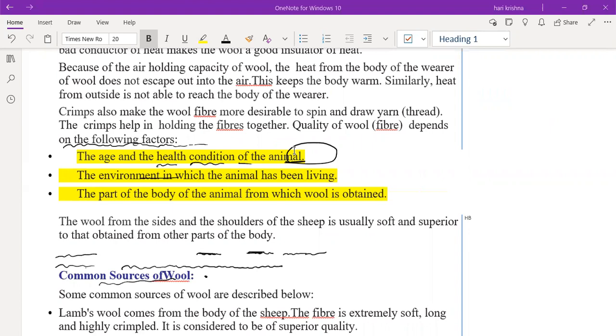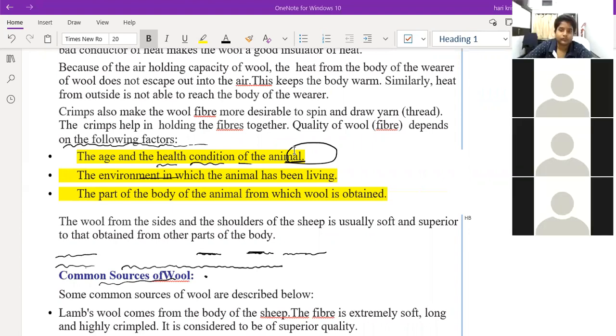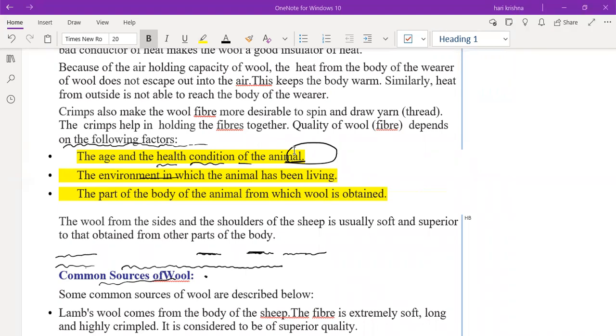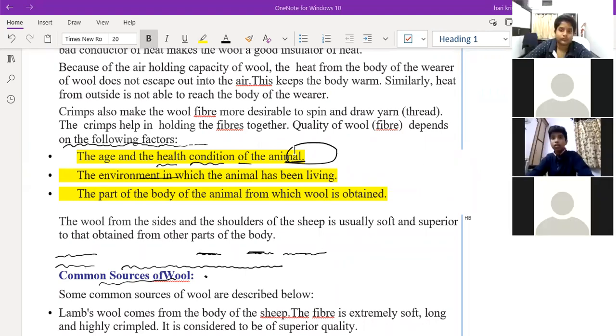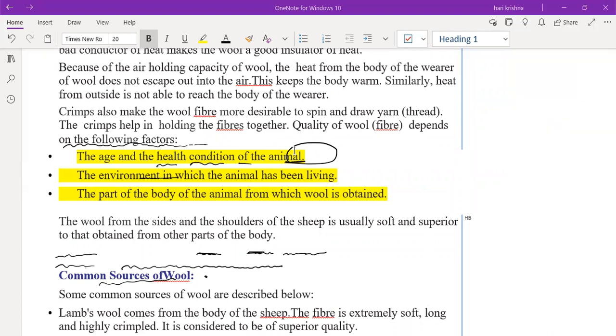There should also be no continuous rains. The environment should have a normal temperature and no heavy rainfall in that region. That is why in India, sheep are generally found in Jammu and Kashmir and Ladakh, because the climate is cool and the rainfall is low. Some parts of Rajasthan also have them. But there is a difference between the wool coming from Jammu and Kashmir and from Rajasthan.